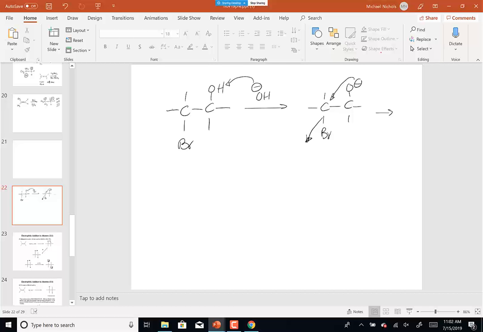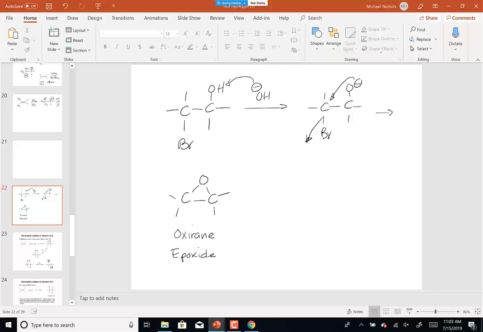And when it does that, it's going to form a species where the oxygen is now covalently attached to both carbons. And this is called, in IUPAC real names, an oxirane, but more commonly it's called an epoxide. So you can form an epoxide by using a bromohydrin. And that's probably one of the more useful things you can do with a bromohydrin.